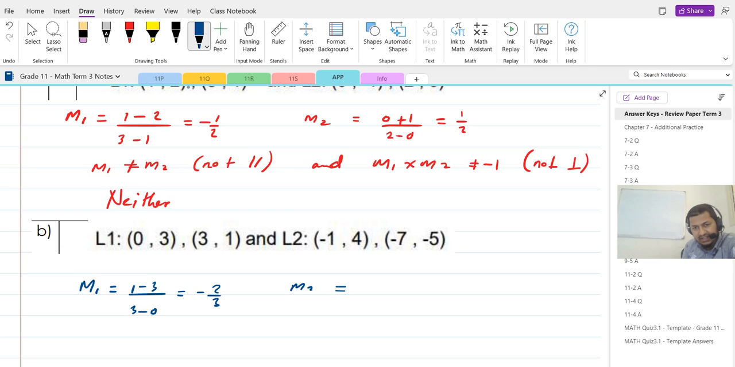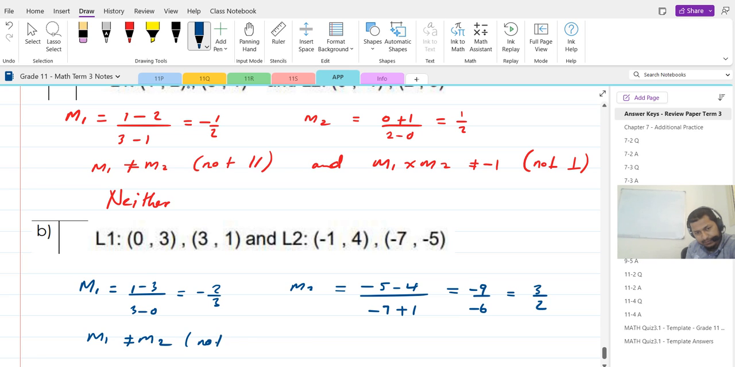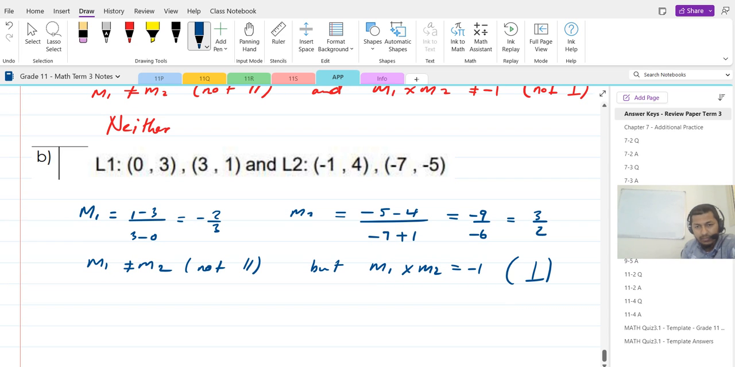The second slope is -5, -4 divided by -7 plus 1, because -7 minus -1, right? -7 plus 1. So what we have is -9 over -6. If you simplify this, you'll get 3 over 2. Perfect. So we can see m1 is not equal to m2, so it's not parallel, but it is perpendicular maybe. m1 times m2 is equal to -1, so it is perpendicular. How? -2/3 times 3 over 2 is equal to -1, so this is perpendicular.